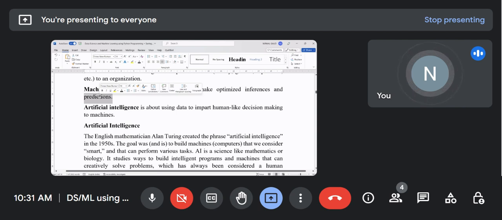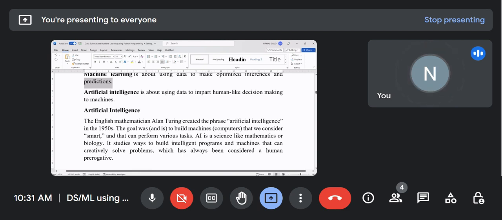Okay, and we are going to apply the algorithms over the data, and then later we are going to perform some predictions and classifications, whatever those algorithms are made for. This is what we are going to do in ML. And AI is using the data to impart human-like decision making to the machine. So AI is something you very well know, just making a machine intelligent. That means I just want to replicate myself with the machines, and let the machine do the task next.